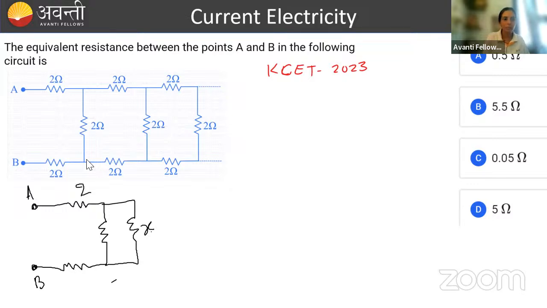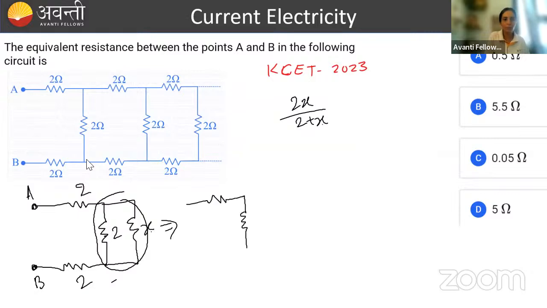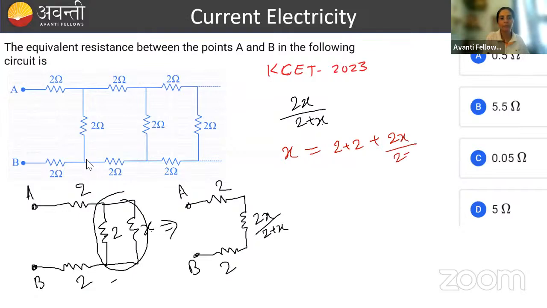अब आप निकालो. This is 2, this is 2, this is 2. So these 2 and this x are in parallel. So the equivalent of this will be equal to how much? 2x divided by 2 plus x. And this is in parallel. और अगर इसको मैं फिर से लिखूं, तो this is 2 and this whole and this whole. So this is 2x by 2 plus x. This is 2 and this is 2. And this point is A, this point is B. So now these three are in series. So R equivalent, that is x, R equivalent x बोला है. So x can also be written as 2 plus 2 plus 2x by 2 plus x.